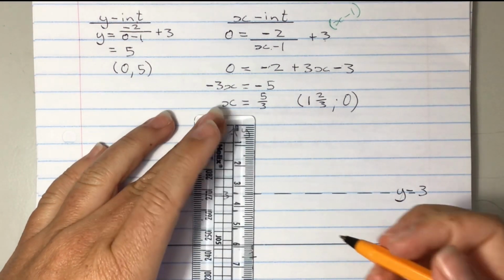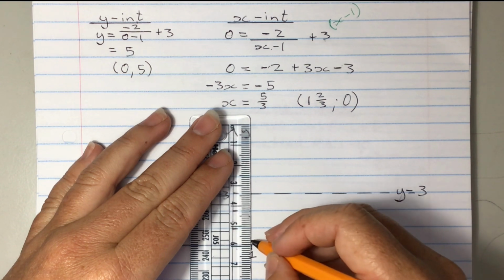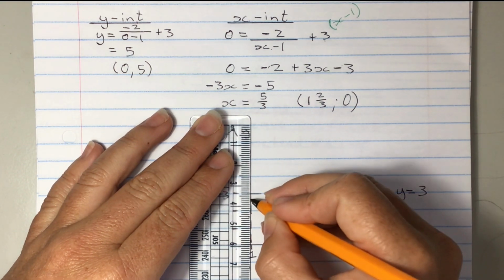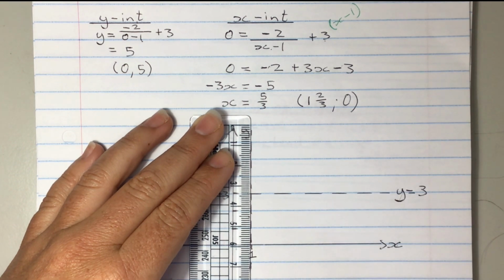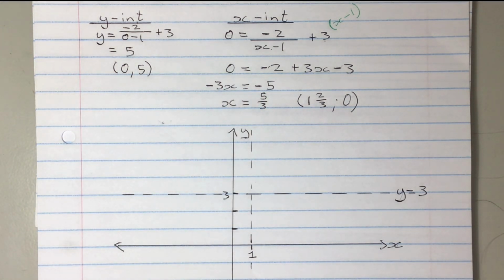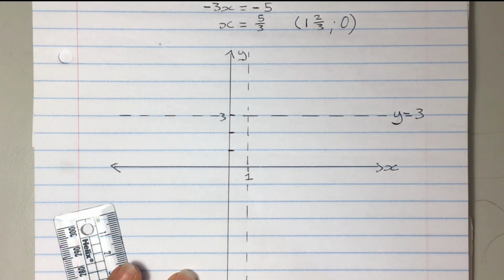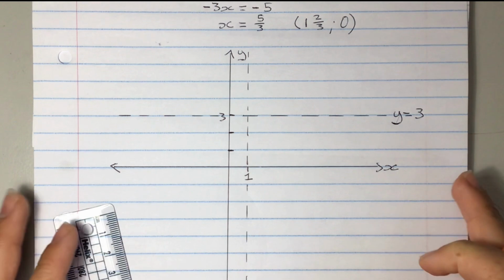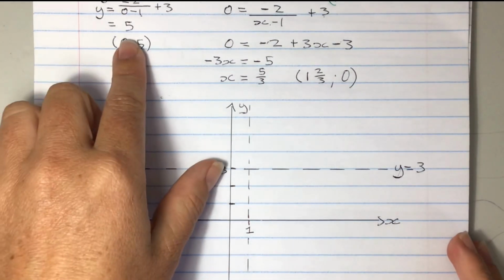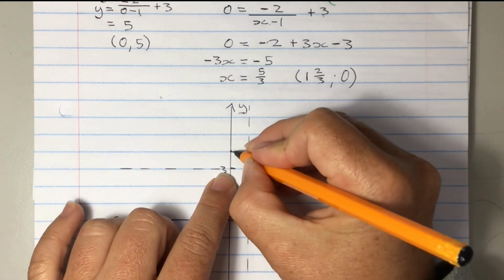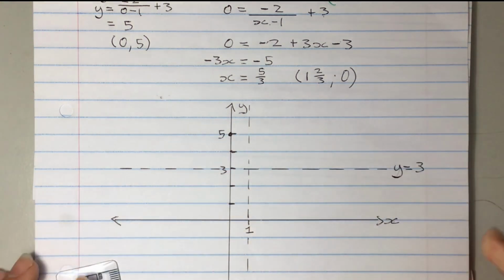And now my vertical asymptote, try and make sure it lines up nicely with your y-axis, just because it looks better that way and less confusing. And don't forget to label it. And let's bring it up so you can see the whole thing. x is equal to 1. Now we plot our y-intercept, which was (0, 5). So 3, 4, 5 over there. And my point is going through there.